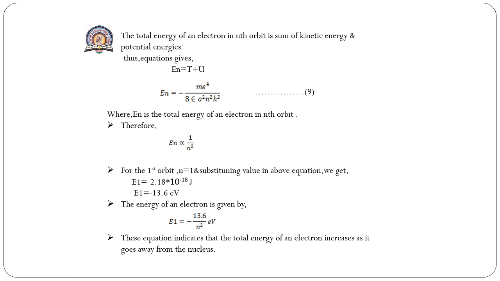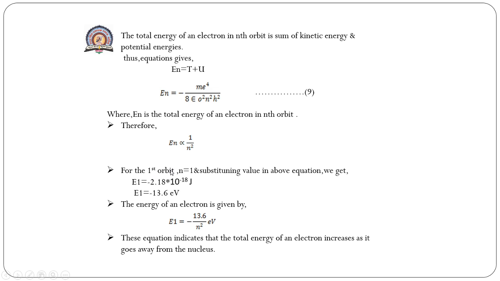Now we have to calculate the total energy of a hydrogen atom for the nth orbit, which is the sum of kinetic energy plus potential energy. En is the total energy of an electron in the nth orbit. En is equal to kinetic energy T plus potential energy U. Therefore, En is equal to minus m e raised to 4 upon 8 epsilon 0 square n square h square, where En is the total energy of an electron in the nth orbit. From this equation, we conclude that En is inversely proportional to n square.